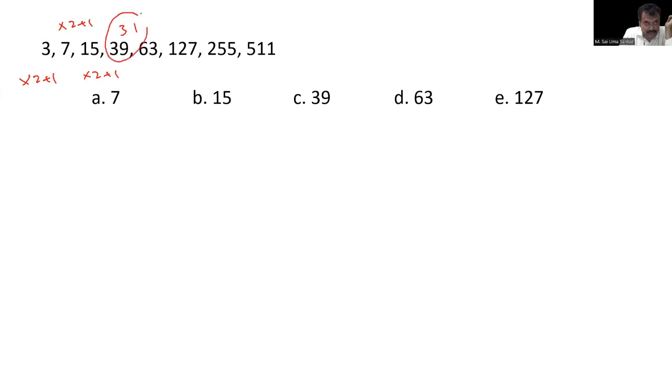Suppose here 31 is there. 31 into 2 plus 1, that was 63. 63 into 2 plus 1, 127. 127 into 2 plus 1, 255. 255 into 2 plus 1, 511, etc.